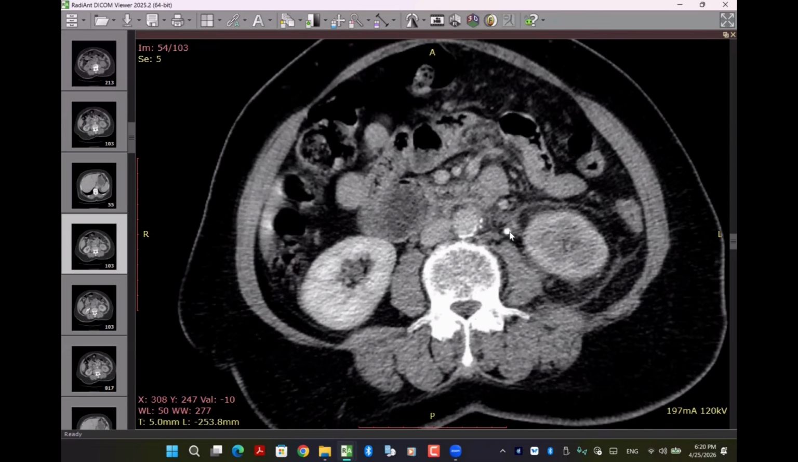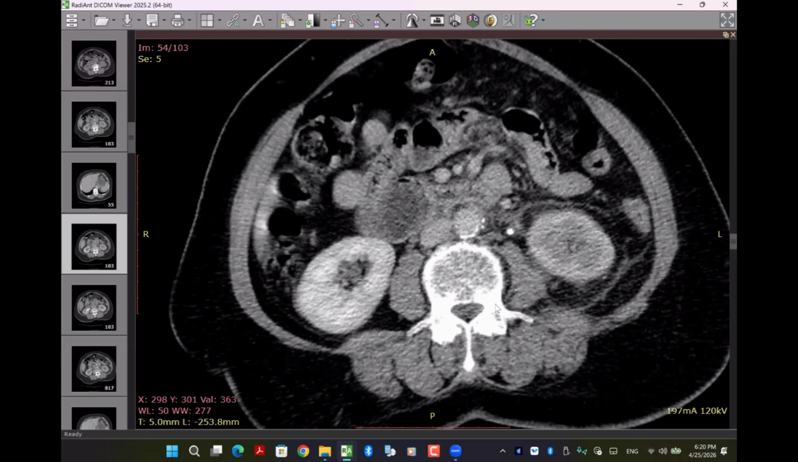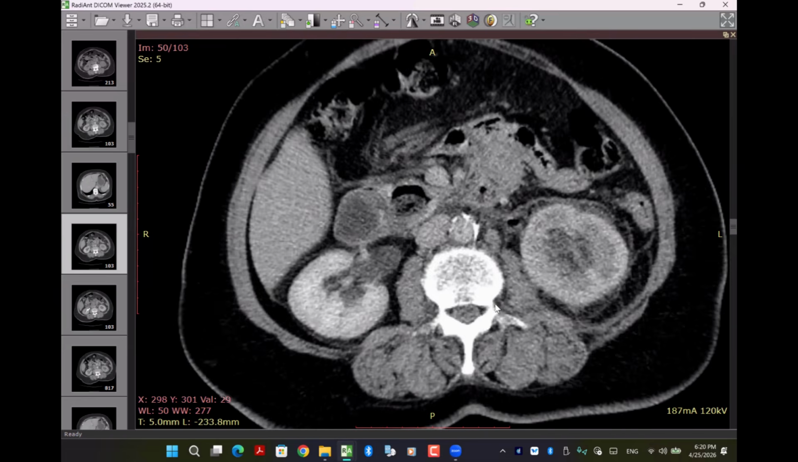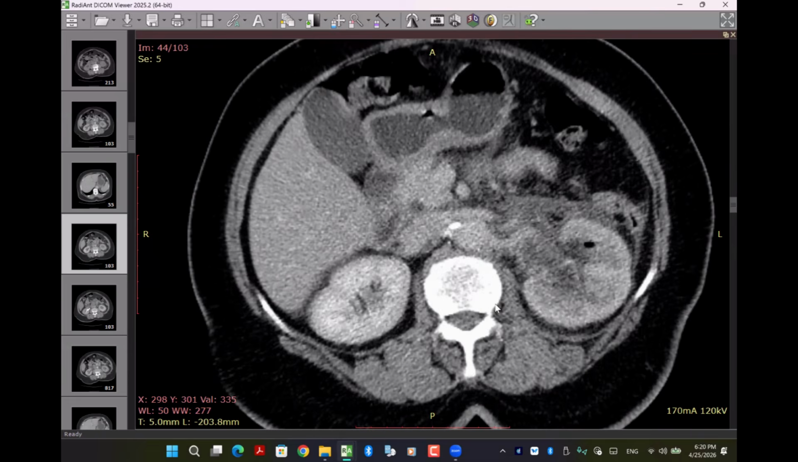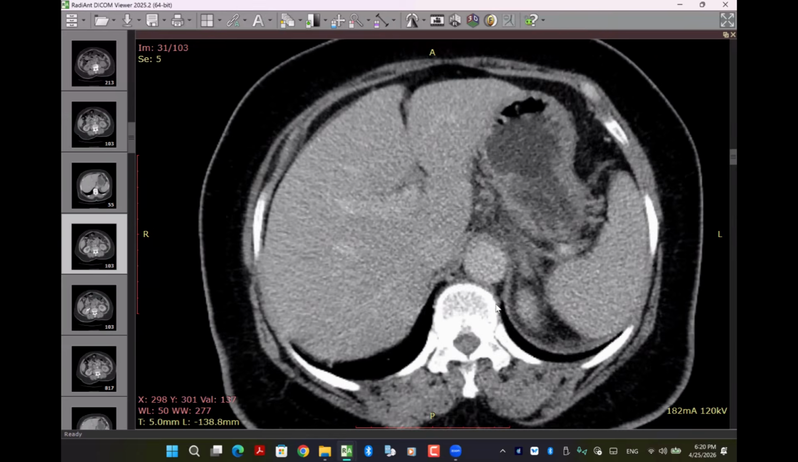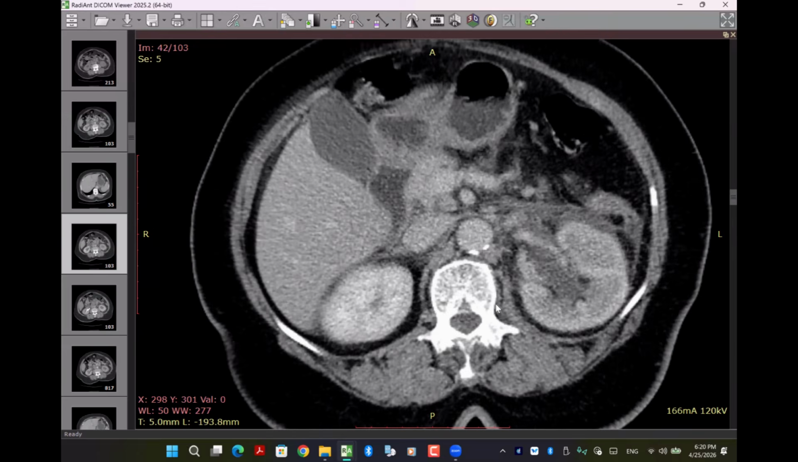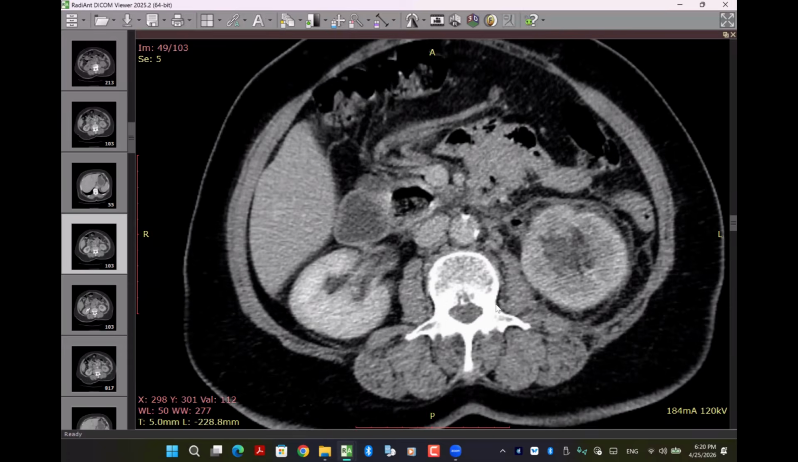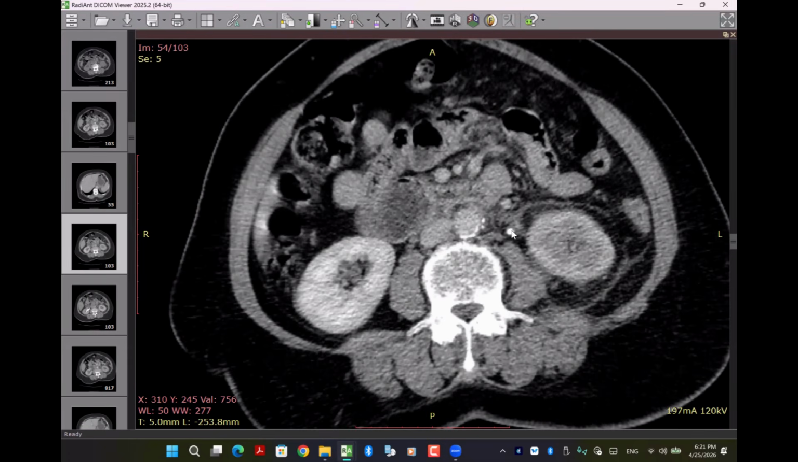Can you see that one? Yes. The left ureter shows mild... there is a hyperdensity within the area of the left ureter. Exactly that one. Yes.